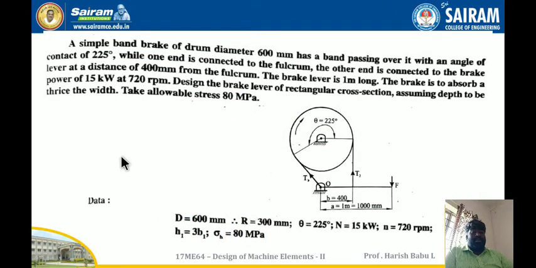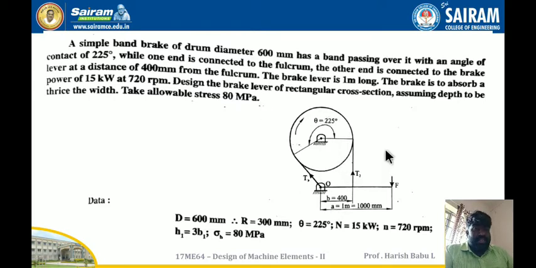So let us go for the problems. Let us consider the problem. A simple band brake of drum diameter 600 mm has a band passing over it with an angle of contact of 225 degrees. While one end is connected to the fulcrum, the other end is connected to the brake lever at a distance of 400 mm from the fulcrum. The brake lever is 1 meter long. The brake is to absorb a power of 15 kilowatts at 720 rpm. Determine the dimensions of the brake lever of a rectangular cross section, assuming the depth to be thrice the width. Take the allowable stress as 80 megapascals.